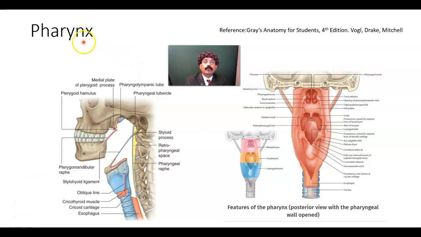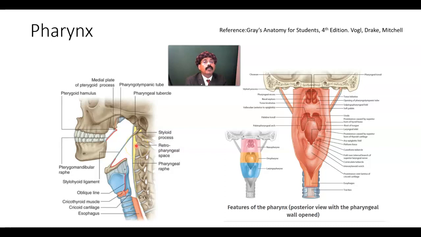Here we are looking at the lateral aspect of the pharynx and muscular attachments. Here is the pterygomandibular raphe, the location for the superior constrictor muscle. Here is the location for the middle constrictor. Here is the attachment at the oblique line: the origin of the inferior constrictor muscle, plus a part also coming from the cricoid cartilage, lower part of the inferior constrictor, upper part of the inferior constrictor. This is the pharyngeal raphe. The constrictor muscle inserts into the pharyngeal raphe, and this is the retropharyngeal space.